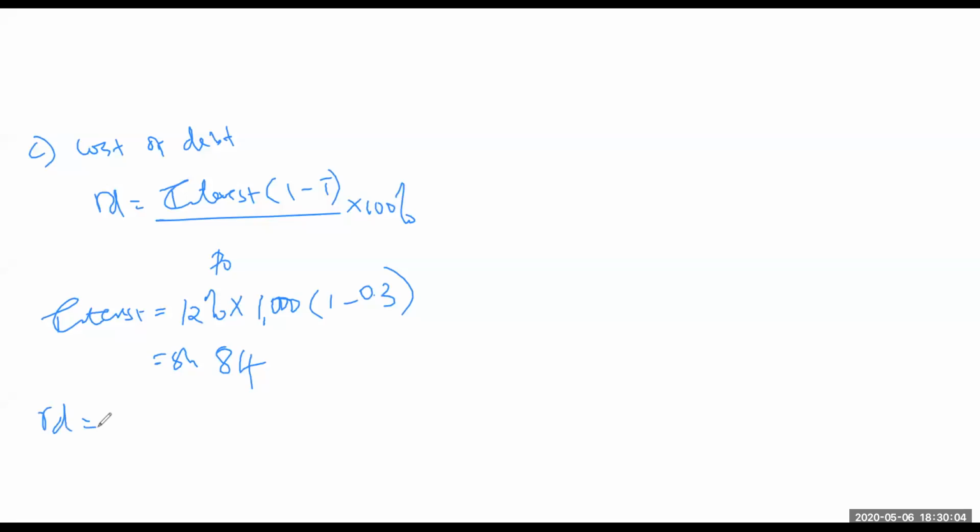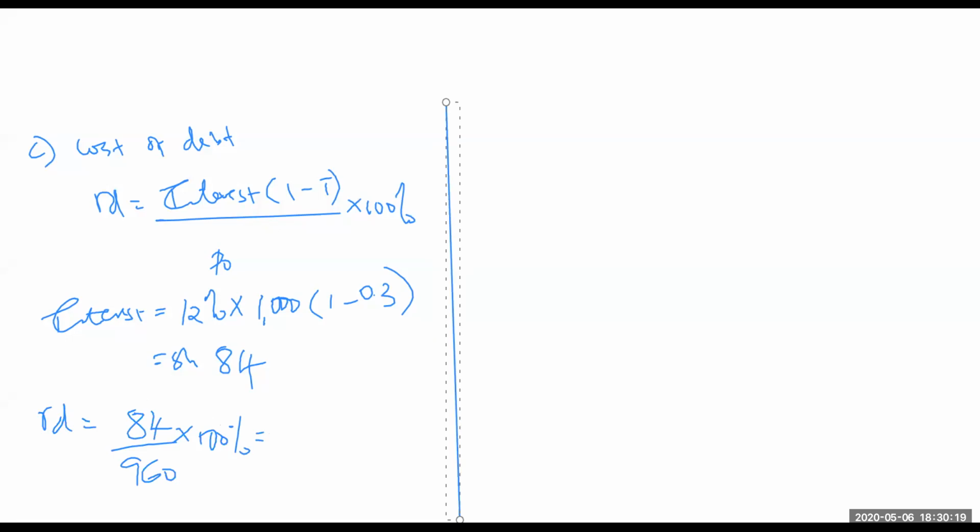So RD is equal to the interest, 84, divided by market value, 960. We express as a percent, and this will give us 8.75%. That's the cost of the debt the company is obtaining from the debt holders. Don't forget this is the cost of the new debt, not the old debt, but the new debt the company intends to obtain. Now, having done that, you're done with your question more or less.